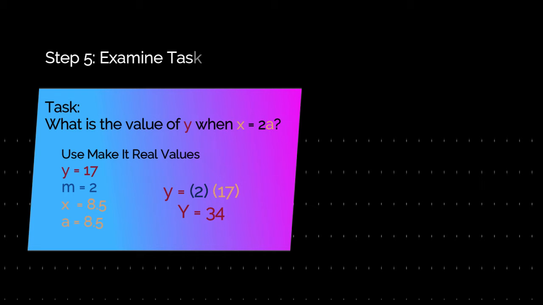Well, we can't let go of the fact that y equals mx, so let's set it to y equals m. We know m is 2. We have to keep our Make It Real numbers the same as always, but now we are changing the value of x to equal 2a. Well, we know a equals 8.5, so our new value of x has to equal 8.5 times 2, which will be 17. Therefore, y equals 2 times 17, which is 34. You're done.